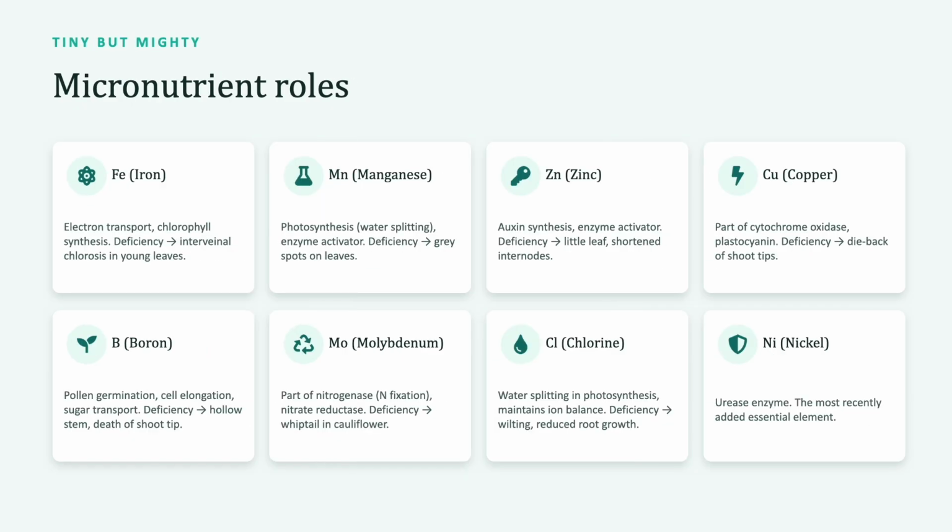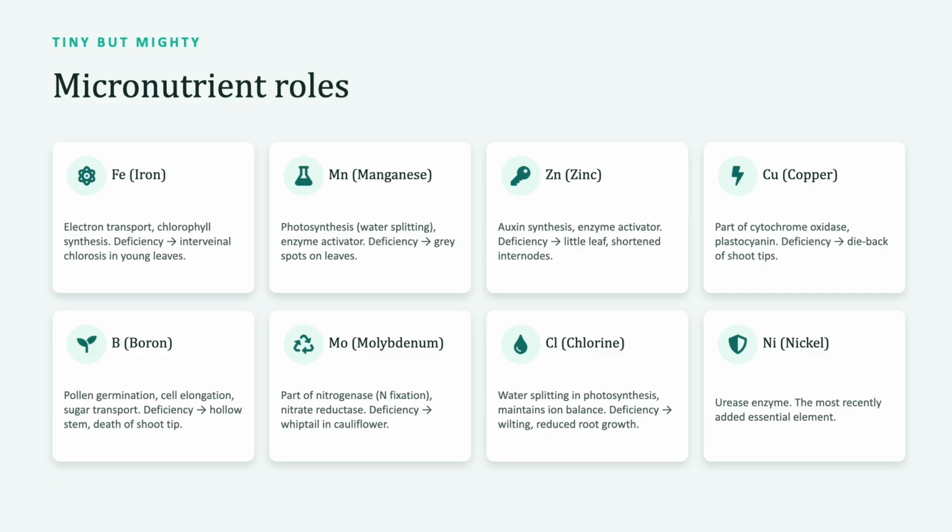Now the 8 micronutrients. Tiny amounts but remove any one and the plant is in trouble. Iron is needed for electron transport and chlorophyll synthesis. Its deficiency causes interveinal chlorosis in young leaves, not old, because iron is immobile. Manganese helps split water in photosynthesis. Zinc is needed for auxin synthesis. Its deficiency causes little leaf disease.